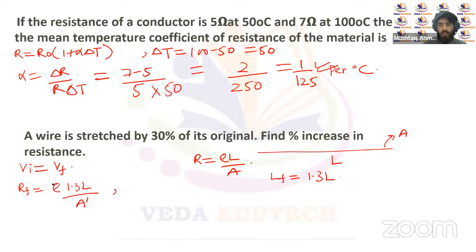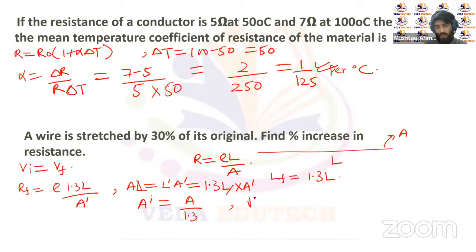The initial volume is equal to the final volume. The initial volume is A, the area of cross section, multiplied by L, the length of this conductor. The final volume will be L dash multiplied by A dash. L dash is the final length, that's 1.3 L, multiplied by A dash. So L and L will get cancelled. It means that A dash has to be equal to A upon 1.3. This will be the new area of cross section.